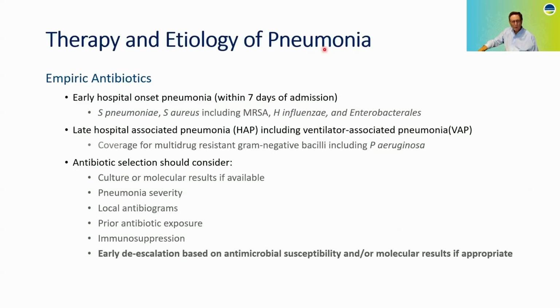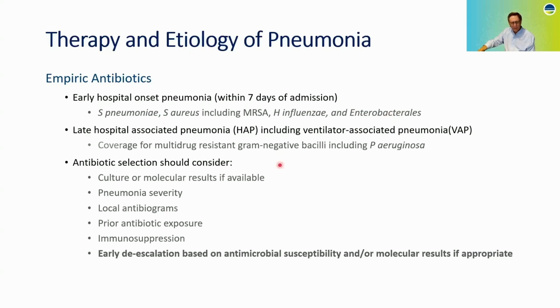So in terms of therapy and etiology, we've already talked about early on hospital onset, Pneumococcus, Staph aureus. Again, some risk factors may or may not have MRSA in the United States. We're actually seeing more MSSA than MRSA now. Haemophilus has become a pathogen of interest, and we begin to see some Enterobacterales among especially patients who have risk factors.